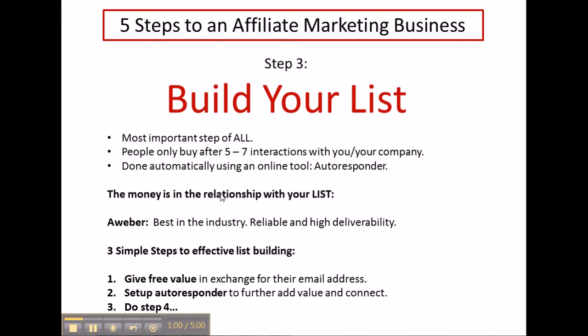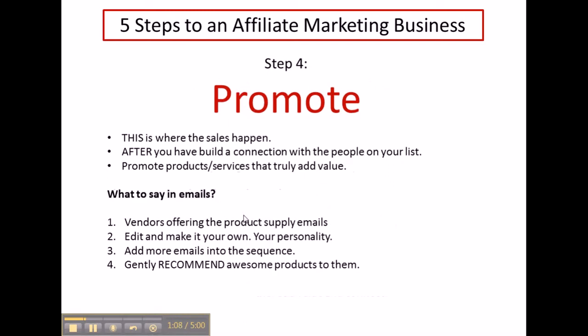Okay. Then step three of building an effective list, right, is then to go to step 4 of the overall affiliate marketing business, right? Then you promote your products. This is where the sales happen. You never send them direct to the offer, to the vendor, right? You've got to get them on your list where you can connect with them, because again, the money is in the list, right? And building a relationship with them, because people buy from those who they know, like, and trust. So after you have built a connection with them, then you promote products and services that add value to their life, right?